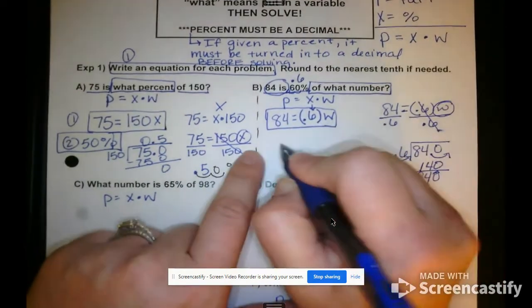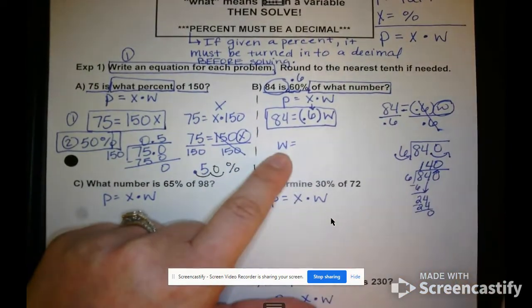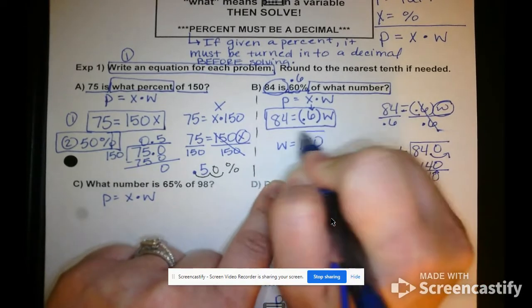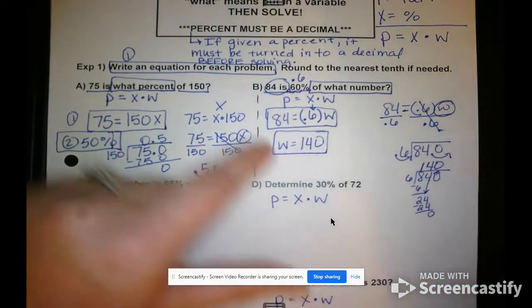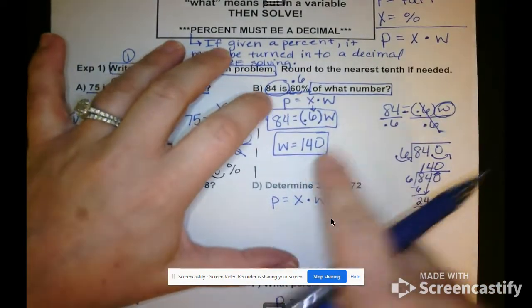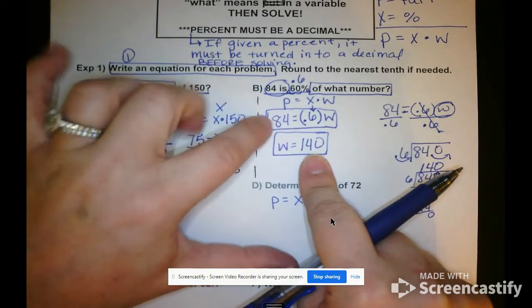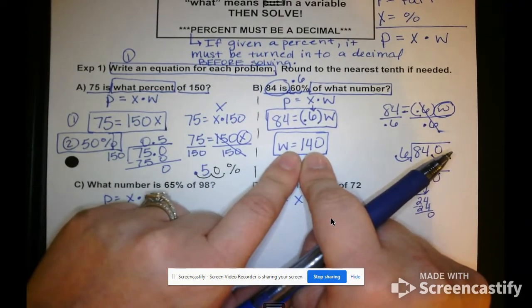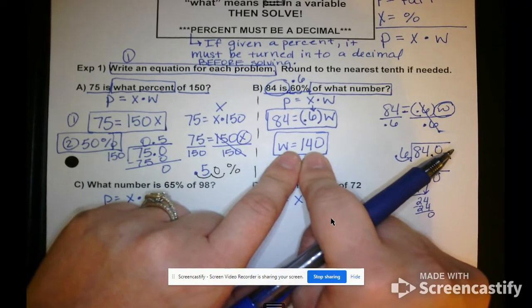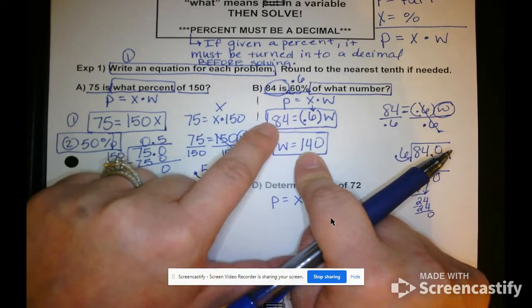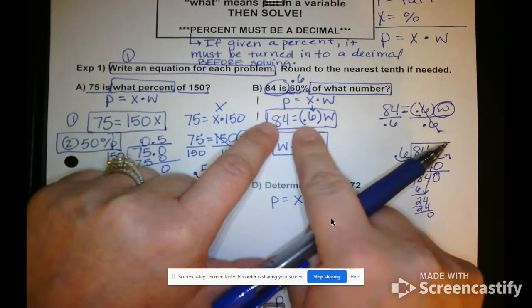So my whole is what? 140. Can I look back and see if it made sense? Because it's saying 60% of 140 is 84. Well, what is half of 140? 70. So 70 would be 50% because that's what half is, right? So would that make sense for 84, which is a little bit more than 70, to be 60%?